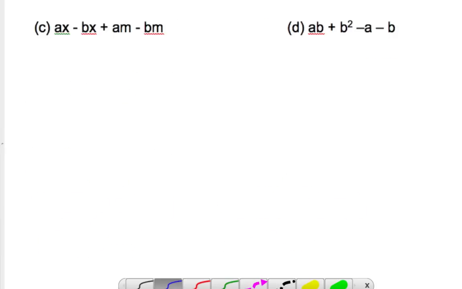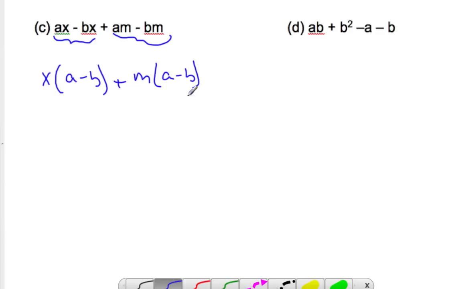All right. Now these ones, you should be trying, pause the podcast and try them yourselves, please. Okay, now that you're back, look in here, I can pull out a factor of x, which leaves me with a minus b. And on this one, we can pull out the m, and I'm left with a minus b. Again, here a minus b are common. I factor it out as well, and I'm left with x plus m.